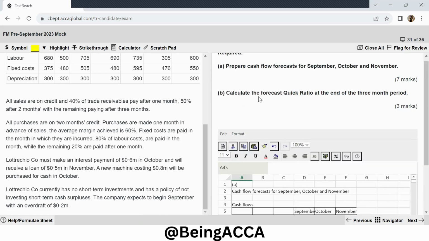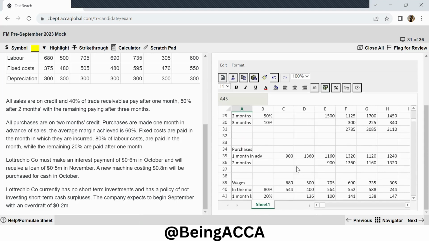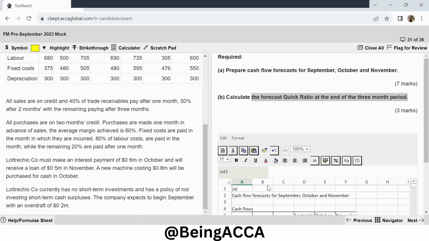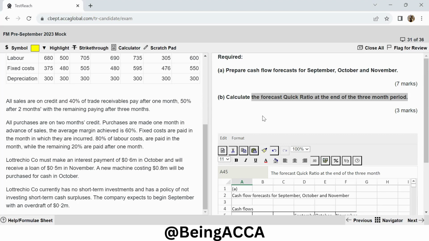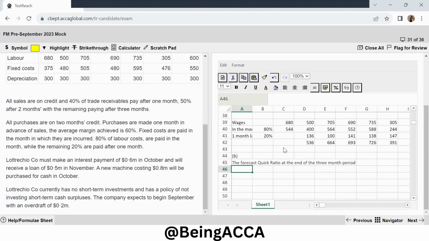Part B wants us to find out the forecast quick ratio. We can copy this from the statement as well. So I will just paste this over here. No, this will not let me paste. In the exam, however, you can. The forecast quick ratio at the end of the 3-month period. So let's perform this calculation.